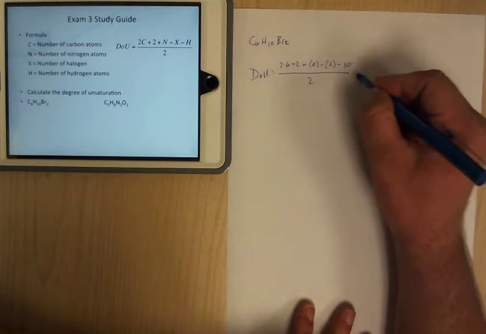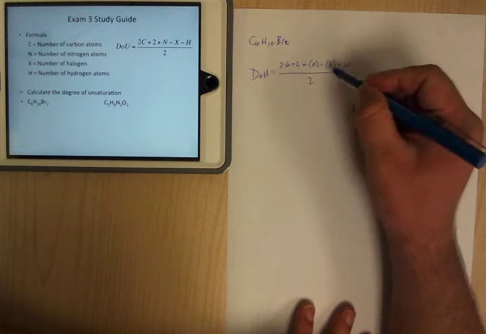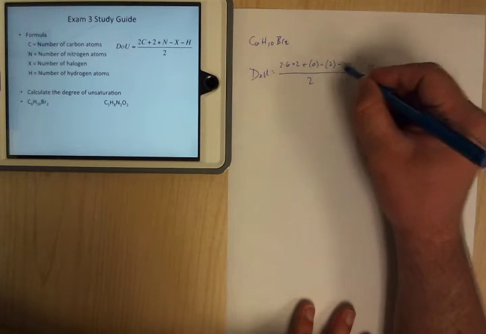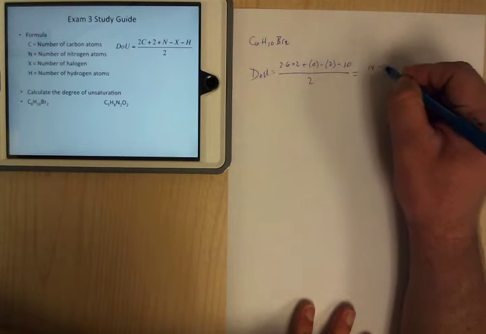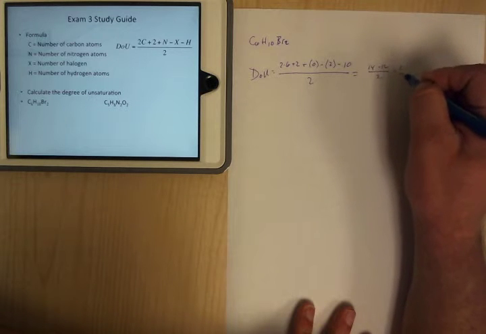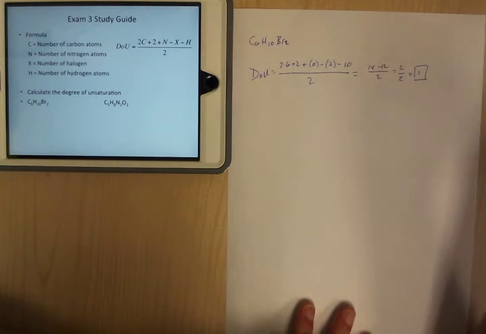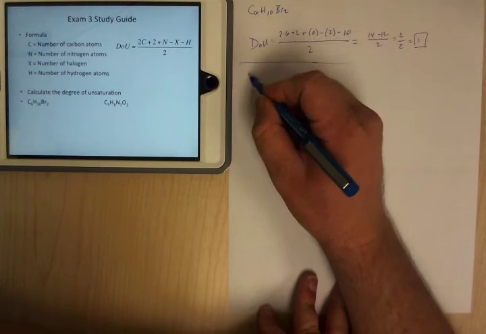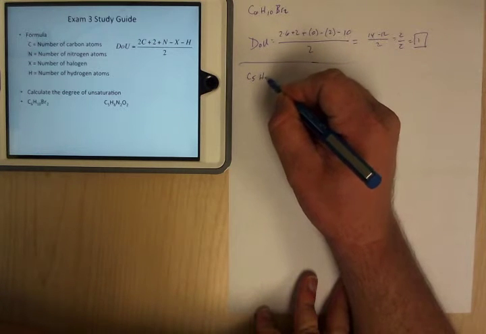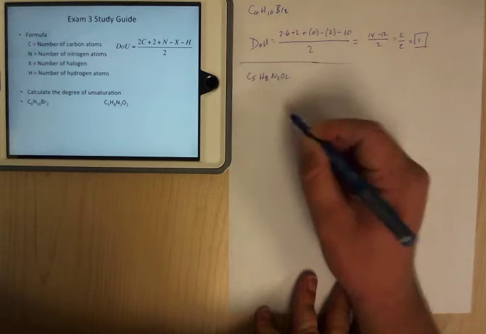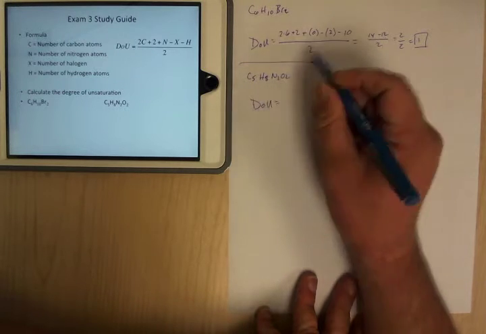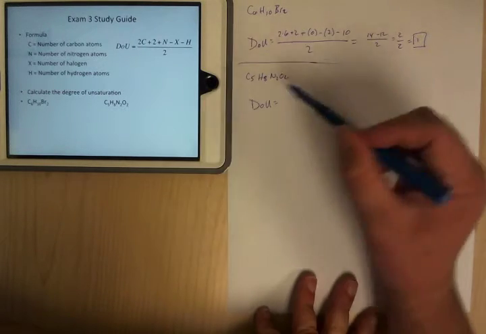Okay, so divided by 2. So 12, 14, minus 12, so divided by 2. 2 divided by 2 is 1. So you have 1 degree of unsaturation in that. So for C5H8N2, for the DOU, just use that equation.